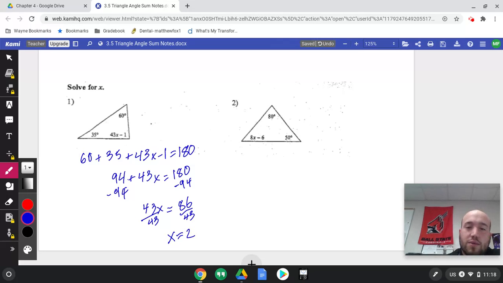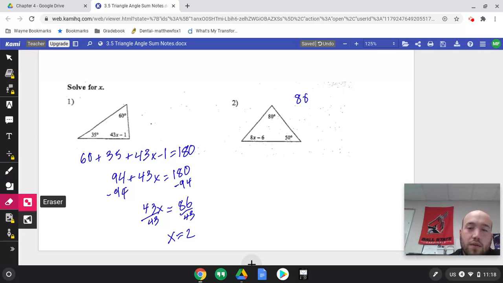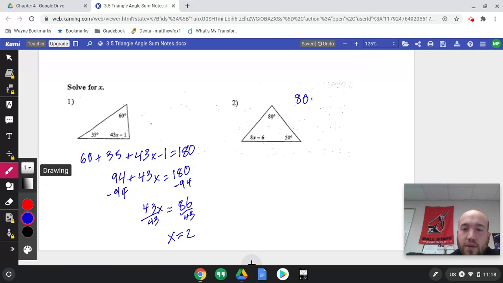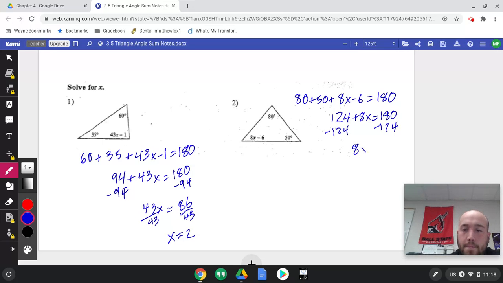Likewise on the last one, 80 plus 50 plus 8x minus 6 equals 180. So 80 plus 50 is 130, minus 6 is 124. We'll subtract that. 8x equals 56. From here, we just divide by 8, and we will get x equals 7.